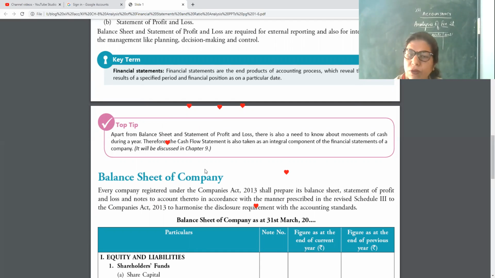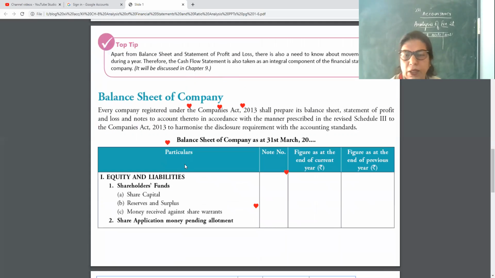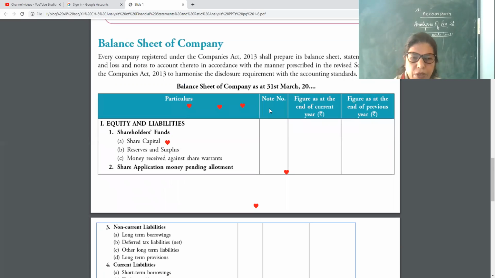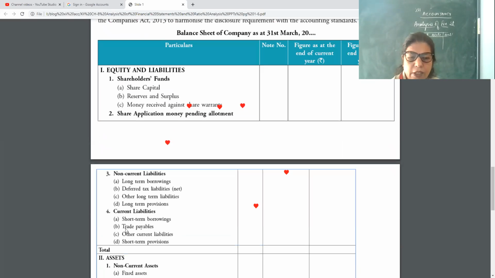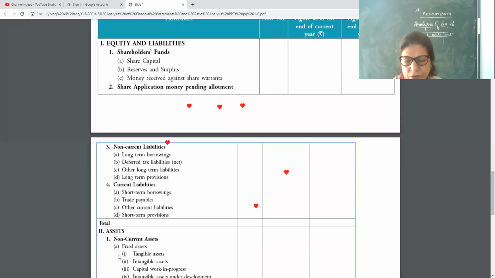So for knowing the cash flow statement, first of all, we should know about the balance sheet of the company. The balance sheet of the company is in this format according to the Indian Companies Act 2013, Schedule 3. That balance sheet is classified in two parts. First is equity and liability. Second is asset.